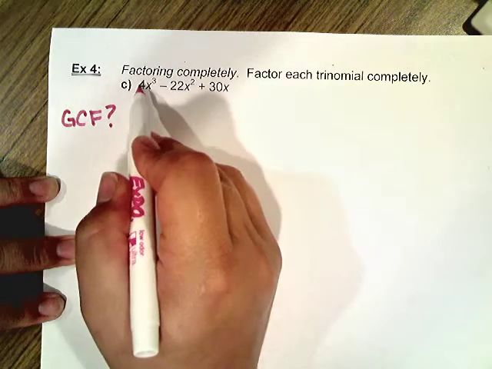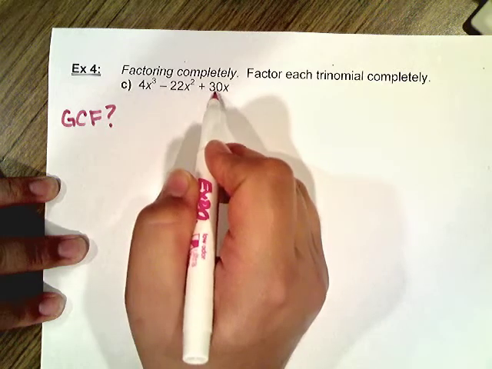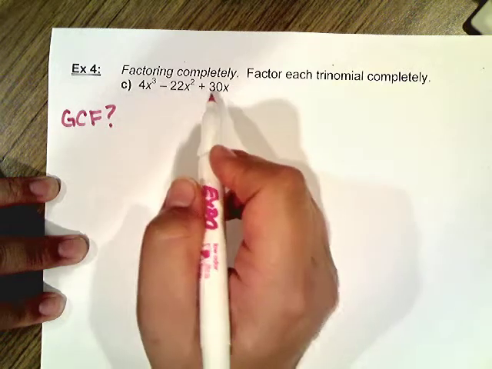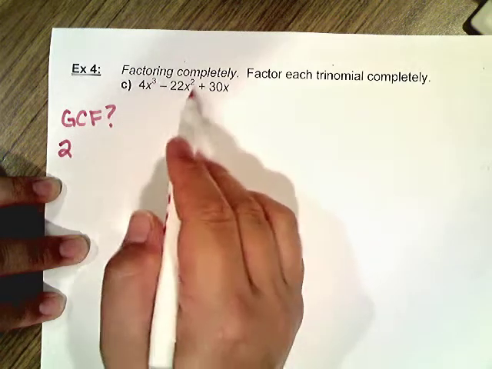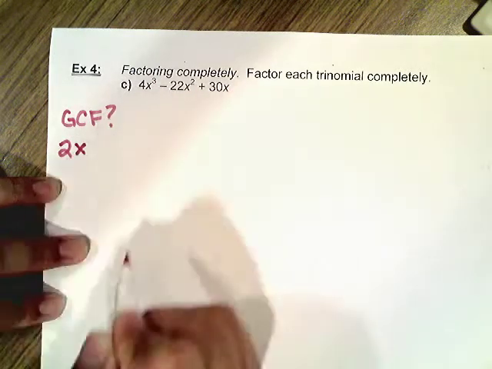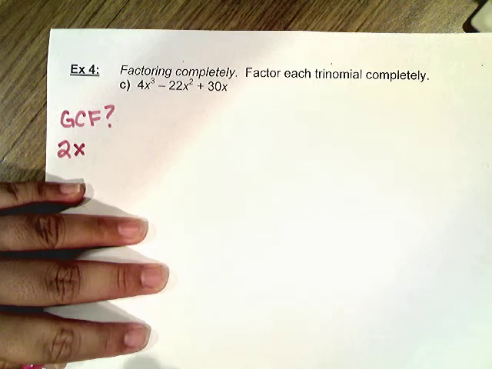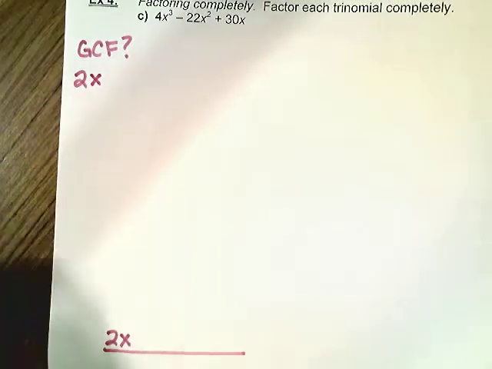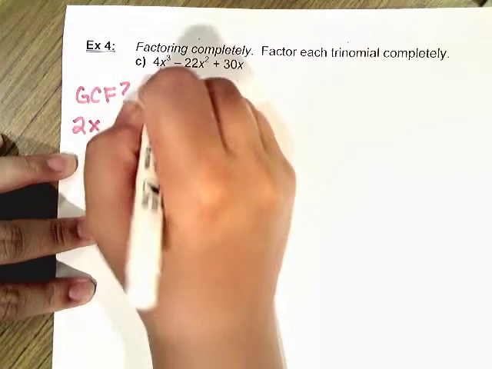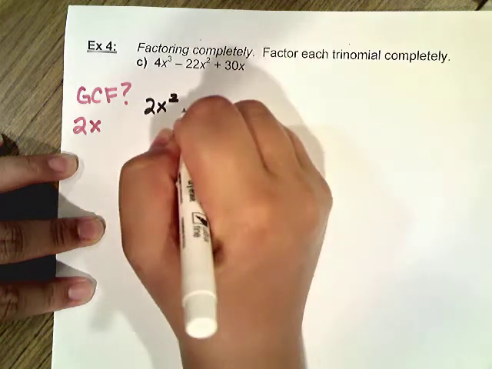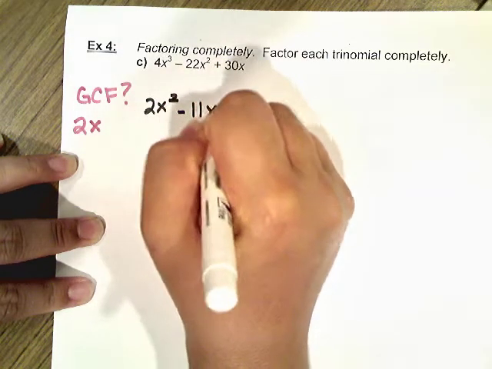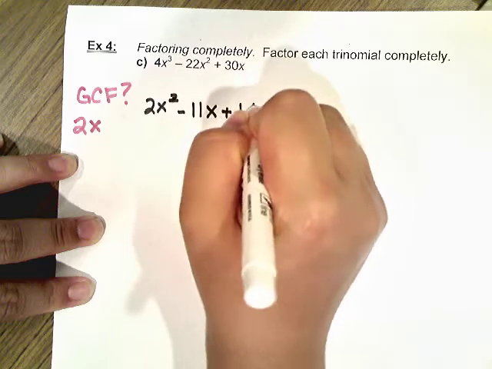For the GCF, we can divide, let's see, 4, 22, and 30. Can't divide them all by 4, but we can divide them all by 2. And then x cubed, x squared, and x, we can definitely factor out an x with that. So we'll have a factor line here. We'll drop down our 2x. And we'll figure out what we have left once we factor out the 2x. That would be 2x squared minus 11x plus 15.